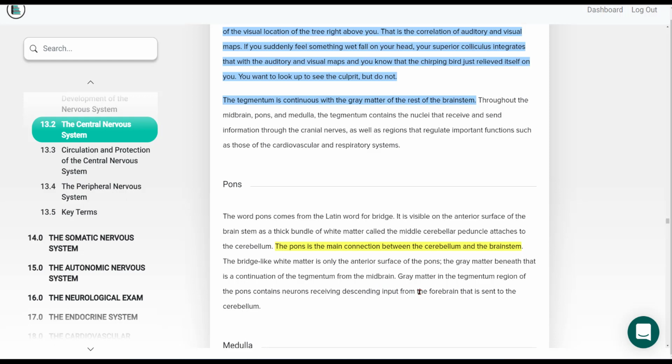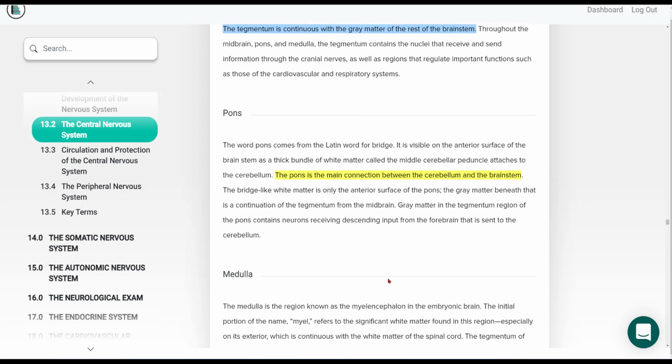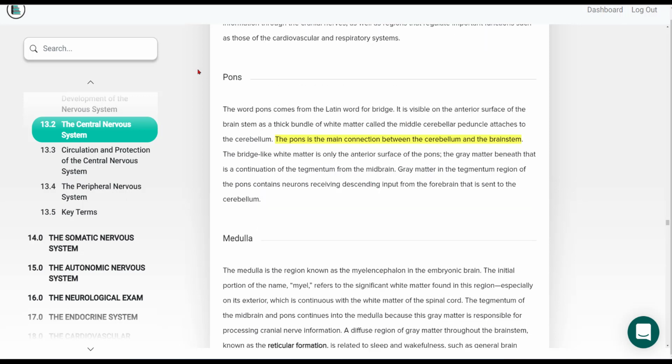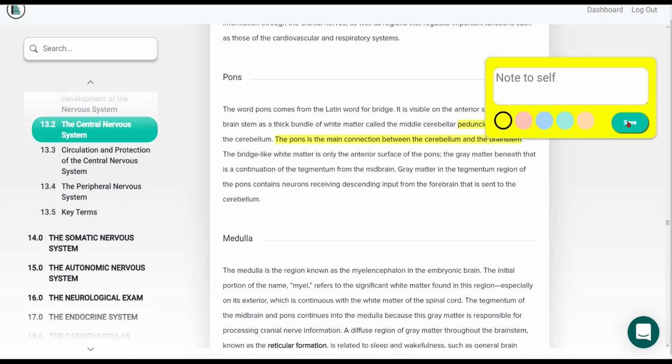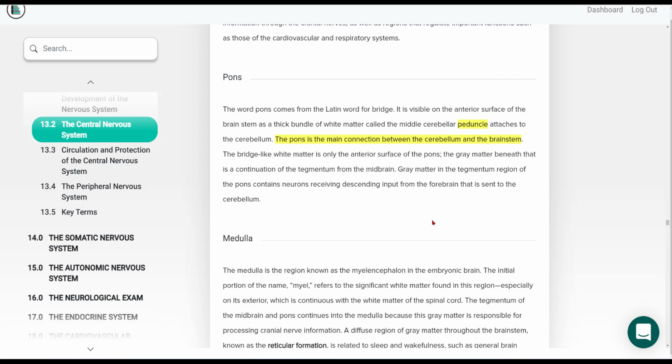It is, again, a very important region for basic life-sustaining things. We'll see the pons pop up later as regulating your breathing and things like that. The connectors between the pons and the cerebellum are called the peduncles. That's a fun word. So we'll see the peduncles in the lab when you're labeling some of the structures.